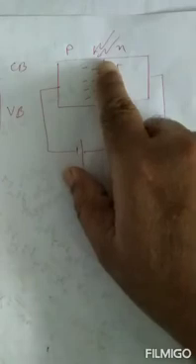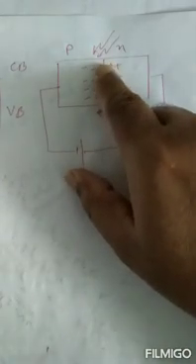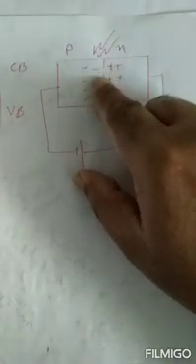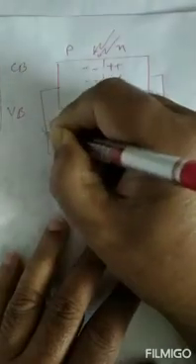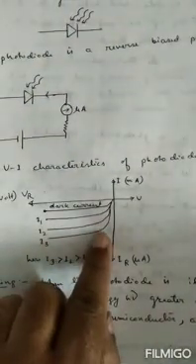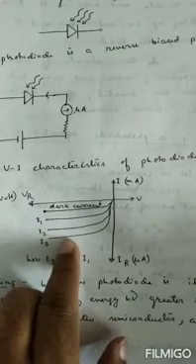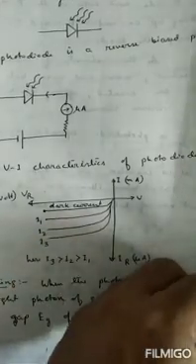That means if the intensity of the incident light increases, what is intensity? Intensity increases means more photons fall on the junction. If more photons fall on the junction, more hole-electron pairs are created, therefore the strength of the reverse bias current through the junction increases. That is why we get the VI characteristics like this. As the intensity increases, the reverse current gradually increases.